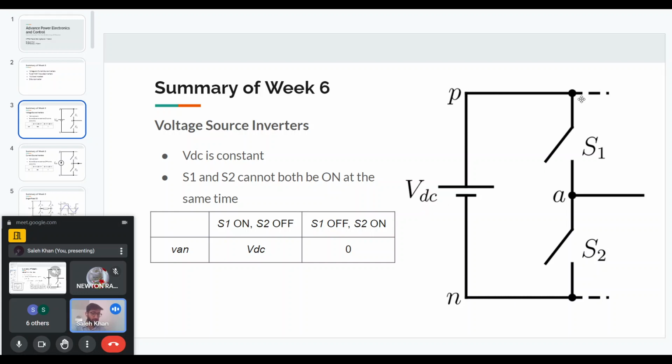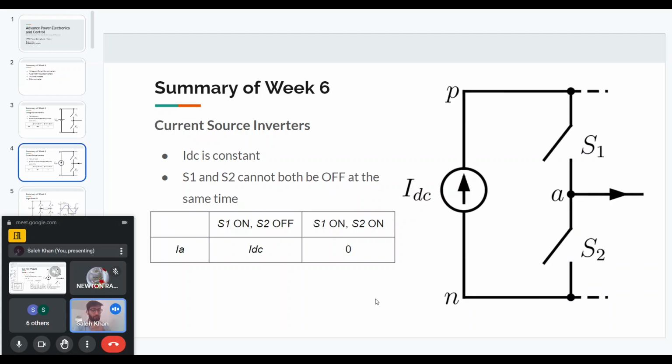That is why for a VSI, the two switches of the half bridge cannot be on at the same time. Now how do we get the voltage at the output? Let me take VAN as the output, where A is the midpoint of the switches and N is the negative point of the source. When S1 is on and S2 is off, we get VDC. When S1 is off and S2 is on, we get 0. In this way we get these two levels. Then, depending on where we connect this A point, we can have AC voltages with positive as well as negative voltages. So this is the voltage source inverter.